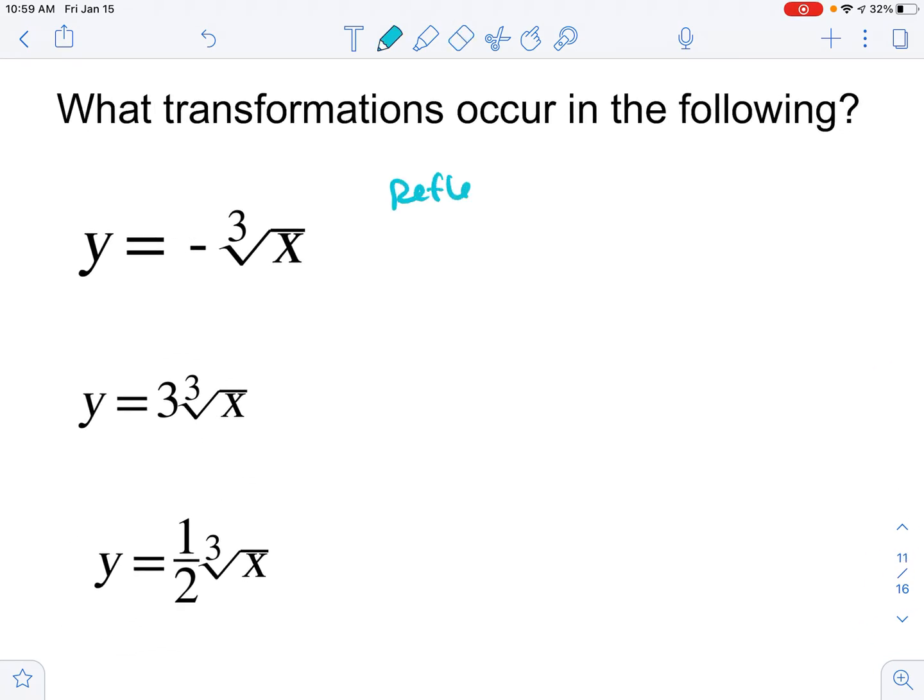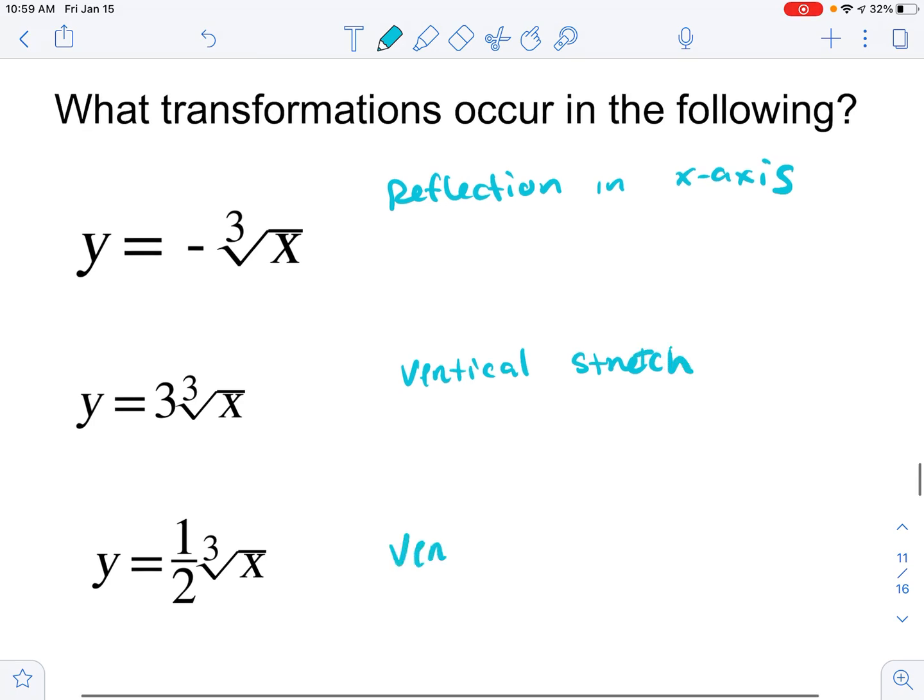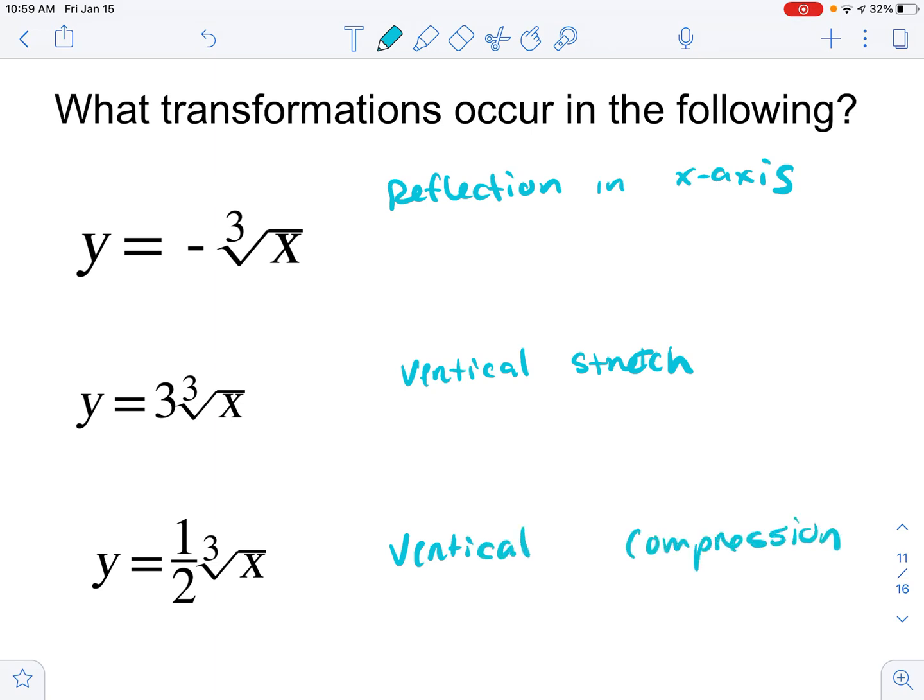Okay, so those rules are the same, as well as these, right? This is still a reflection. This is still a vertical stretch. Sorry. This is still a vertical compression. Okay, but what does it look like on a cube root graph? Well, if the original looks something kind of like this, basically what's going to happen here is that everything that was down is going to go up, and everything that was up is going to go down. So the graph is going to look something like this.